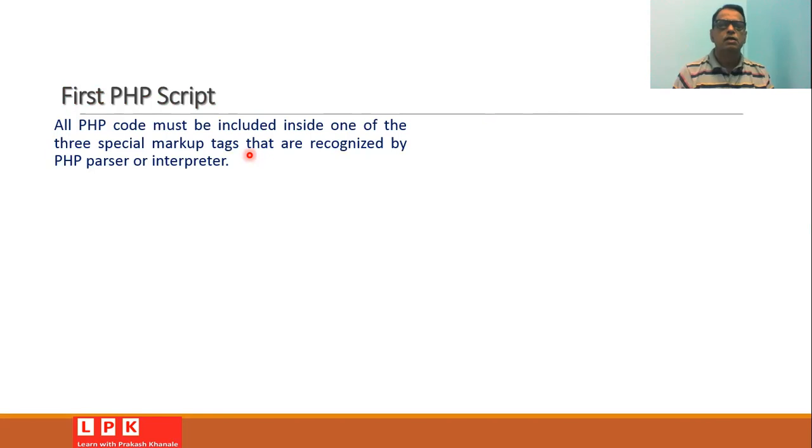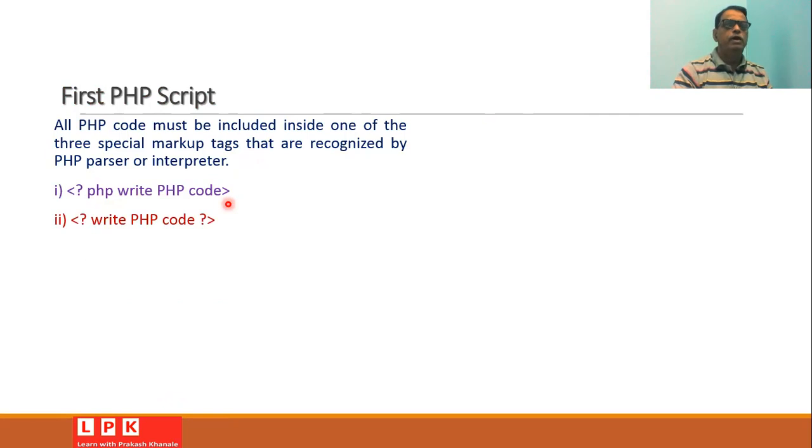So there are three ways of writing the PHP code. In the first way, you can make use of the tags such as less than symbol, question mark, PHP, and then you can write the PHP code over here, and then you can close it by using the question mark and greater than symbol. Another way of writing it is that you can make use of the symbol less than question mark, then you can write the PHP code, and then you can close it by using the symbol question mark and greater than symbol.